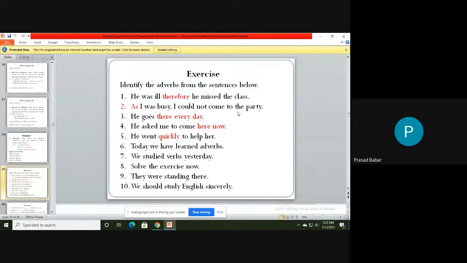Is it understood? Every day is the adverb of time, and there is the adverb of place. In the fourth example, he asked me to come here now. Here in this sentence, there are two adverbs which are used in this sentence. They are here and now. He asked me to come here now.